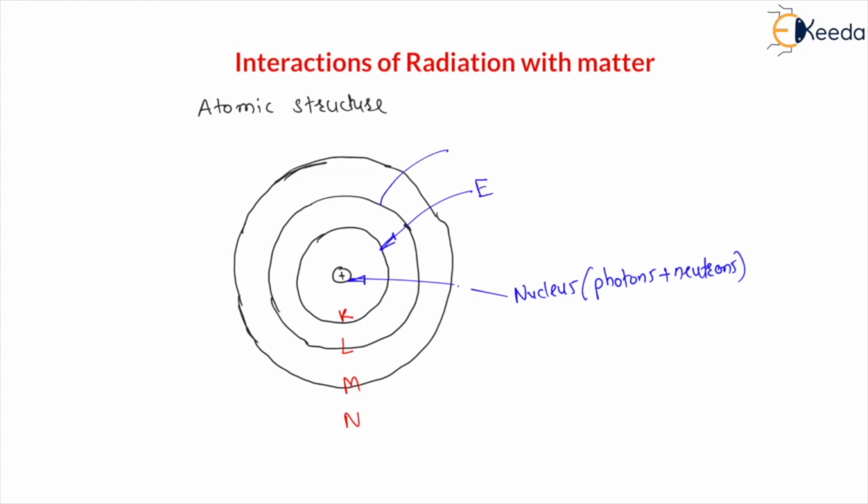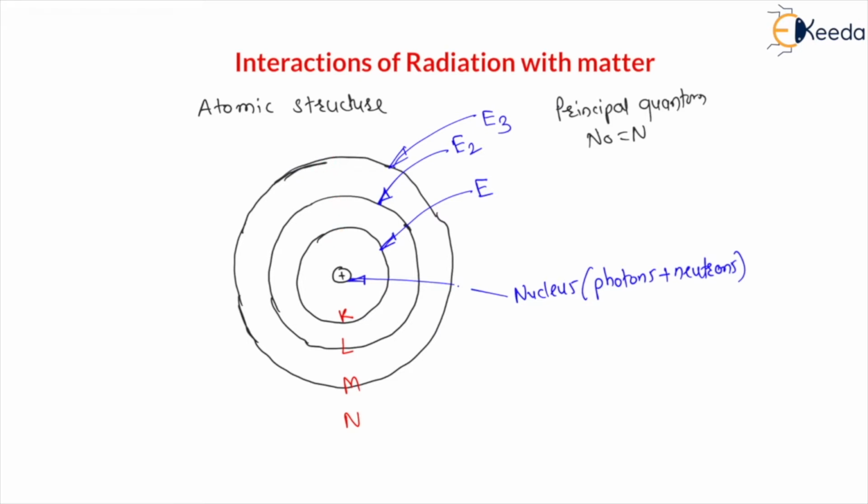Similarly, the energy level of L orbit, which is the second orbit, is E2, and energy level of third orbit is E3, and so on. For N, there will be an energy level of E4. Likewise. And here there is a principal quantum number, which is represented by n. For first orbit, that is K, n is equal to 1. Then for L, n is equal to 2. For M orbit, n is equal to 3. For N orbit, n is equal to 4. So on, it will go on increasing in the step of 1.